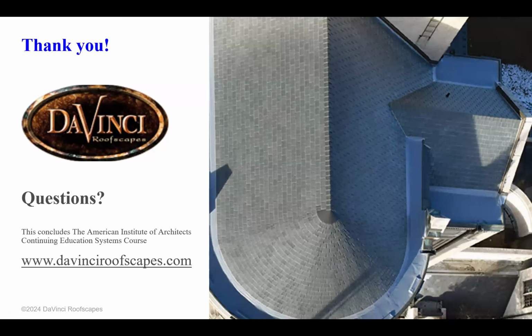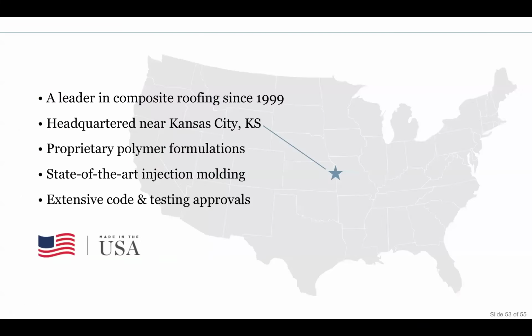Hey, Bo, since we have a couple minutes, can I do a couple more things about DaVinci really quick? I like to show a little bit of history of DaVinci. For those who don't know, we are a leader in composite roofing since 1999. We are headquartered in Lenexa, Kansas, which is right outside of Kansas City. We have a proprietary polymer formula, so it's strictly us. Nobody has the same exact makeup that we do. We have state-of-the-art injection moldings. Obviously, you saw the extensive code and testing approvals. We put a lot of money back into the research and development of our products to continuously make it the best on the market.